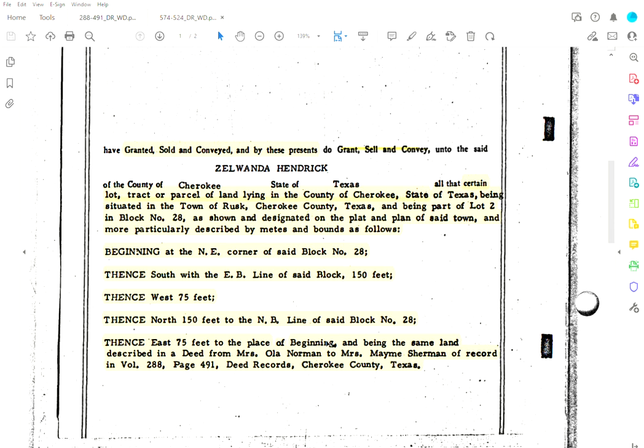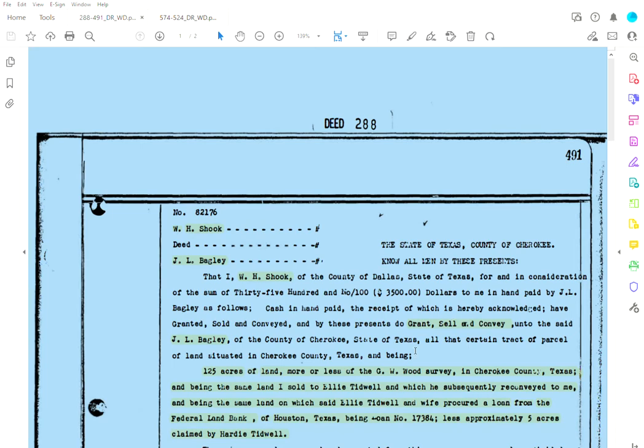And what's interesting is right here at the end, it says, and being the same land described in a deed from Mrs. Ola Norman to Mrs. Mamie Sherman of record in 288-491. So now we know if we need to continue our chain backwards, this is the next document we go to, because this is how Mrs. Mamie Sherman received title to this property. And we would go get that document and pull it up, and in fact I have it right here. I've already pulled it up.